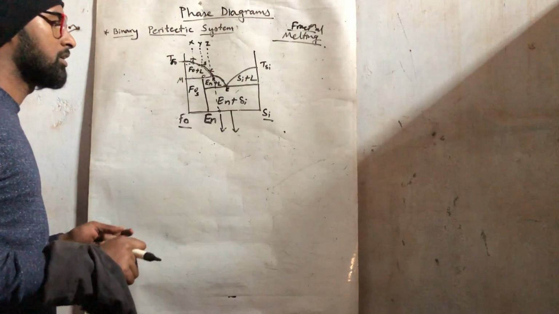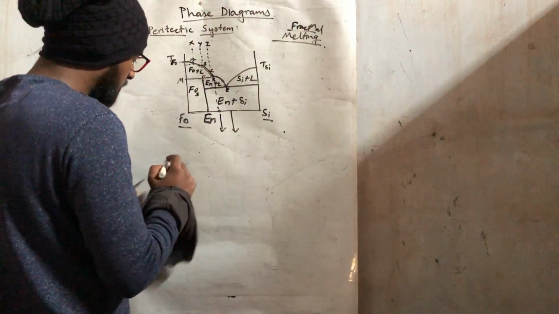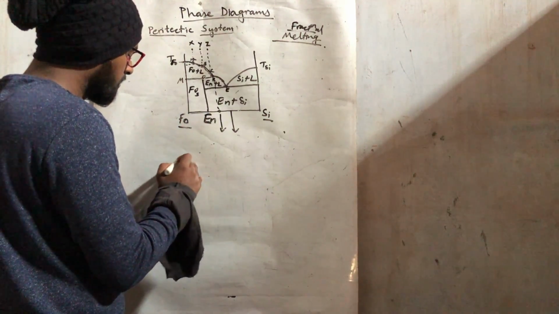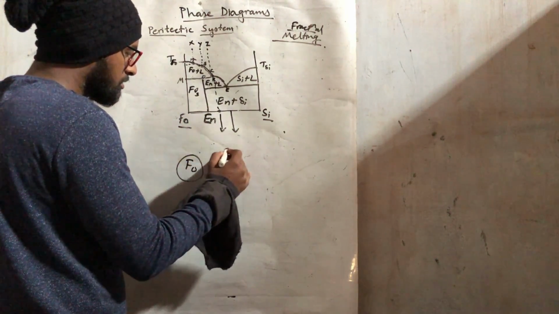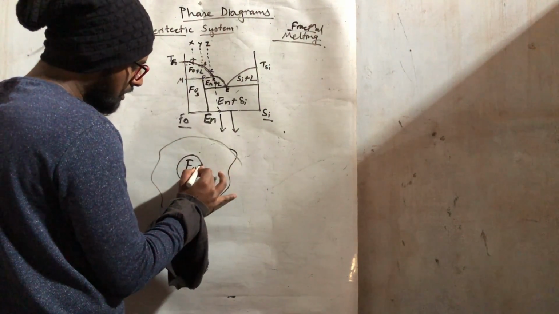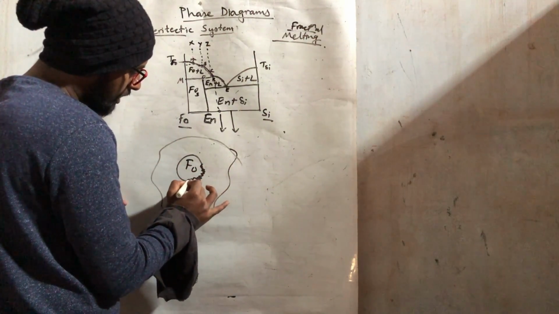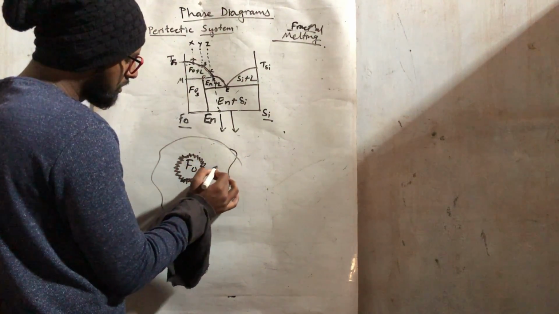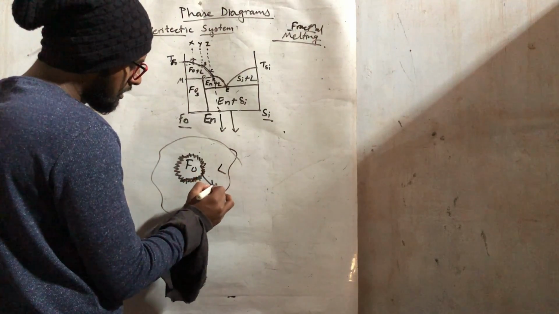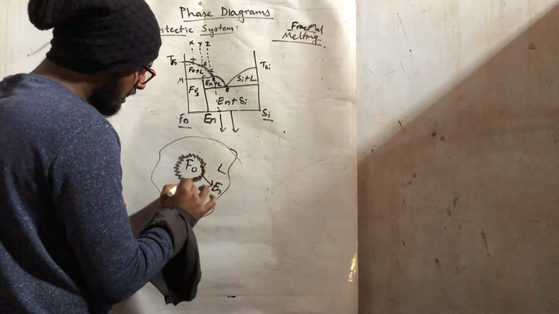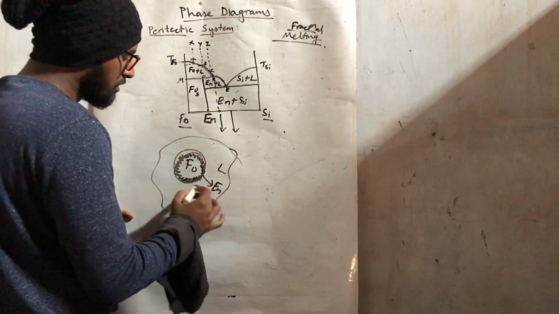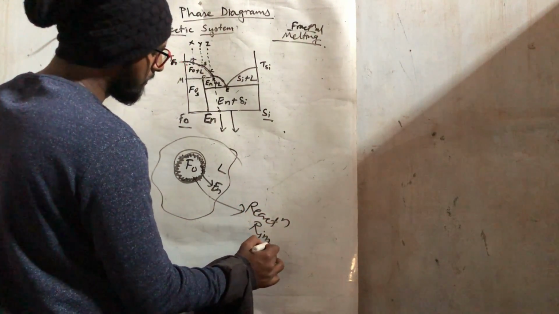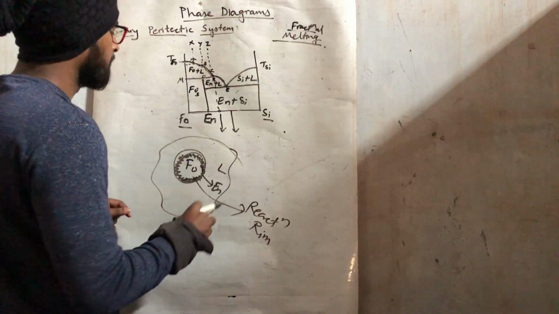What kind of textures can we find? Because this is a reaction diagram, that means first the forsterite is forming and then it is reacting with the surrounding liquid. Therefore, after reacting, there will be production of enstatite around the forsterite. This part will react with liquid and produce enstatite. It will be like a rim around the forsterite solid. Therefore, this texture is known as reaction rim.